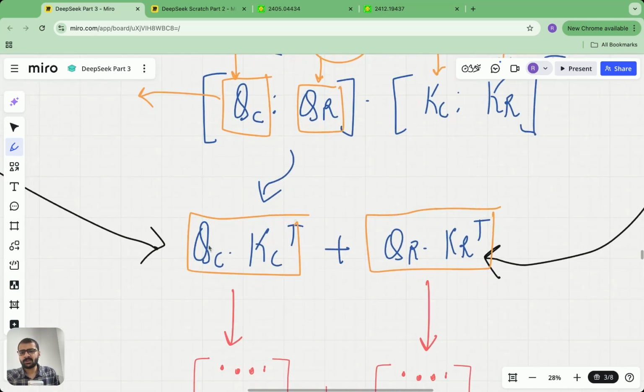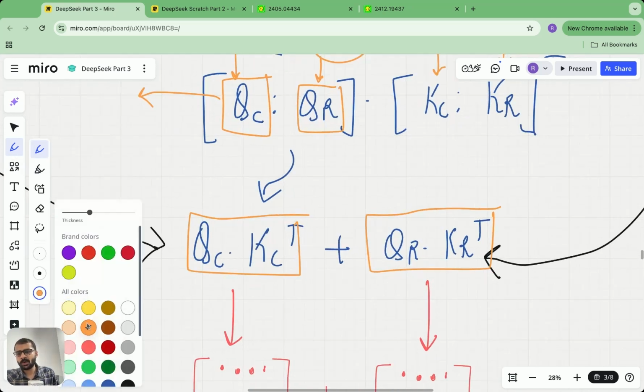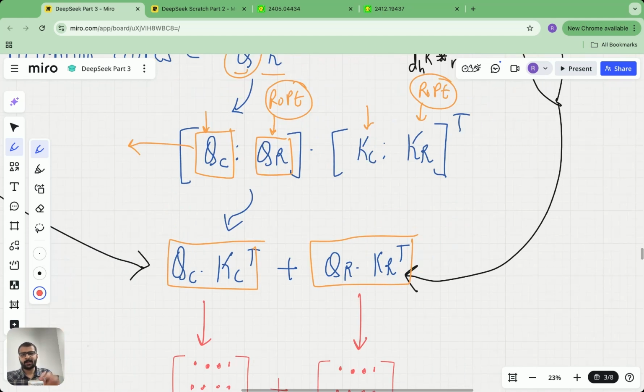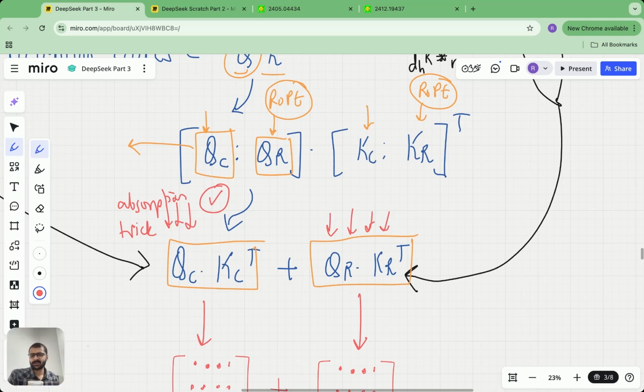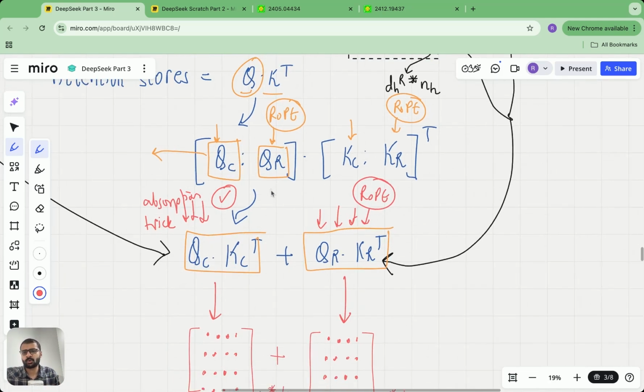Now if you see QC multiplied by KC transpose, here we are not using rotary positional encodings at all, right? So the absorption trick will hold for this. The main aim of multi-head latent attention, which we started with and which is achieved through the absorption trick, still works here because rotary positional encoding is not applied. And in the other part, the absorption trick will not work, and that's fine for me. I'll do those extra computations and I will not use the absorption trick over there. But at least the absorption trick is used for a part of my attention scores calculation.